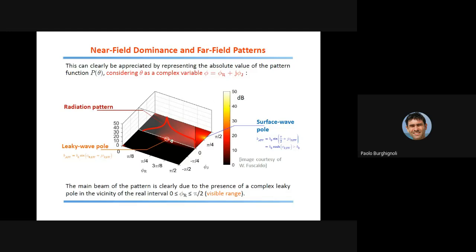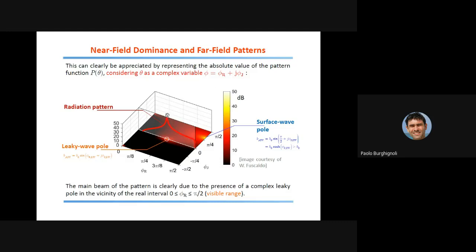So where you see light colors, you can imagine that the function of this complex variable phi has a big absolute value. So when you are in the vicinity of a pole, of course, the absolute value of an analytic function goes to infinity. So you can see that the existence of a leaky pole in the complex plane in the vicinity of the real axis determines basically the appearance of this spike.